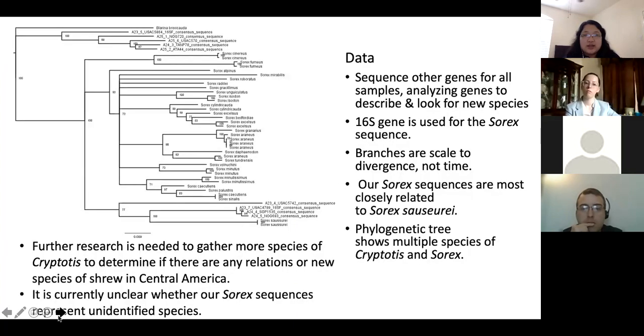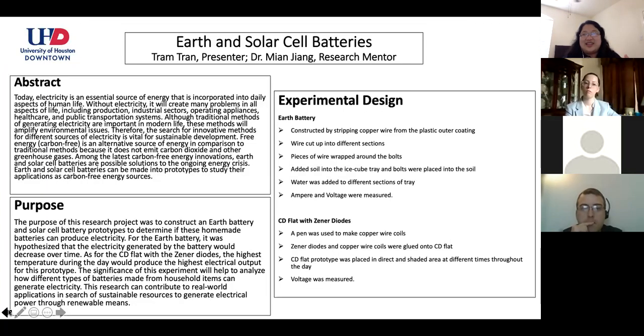For the second one, I got into the Earth and solar cell battery with Dr. Jang when I signed up for the scholars programs, the DOED and the MSEIP, something like that. I started this project in the summer, and then I decided to reach out to Dr. Jang to see if I could further be a part of this undergraduate study class, so I continued this research over Earth and solar cell batteries. I hope this information helps you to be interested in doing undergrad research throughout your undergraduate years.